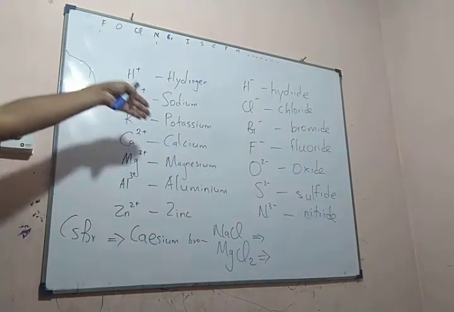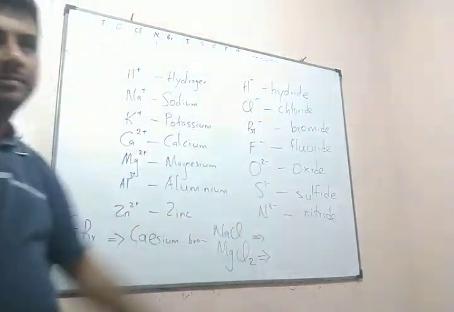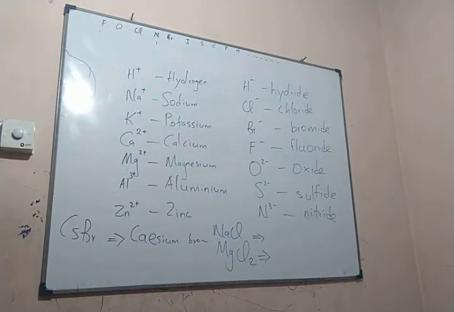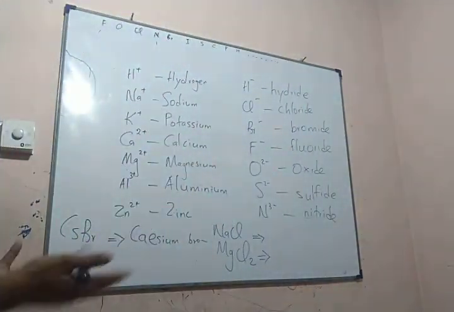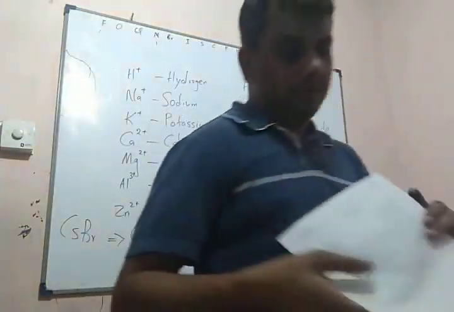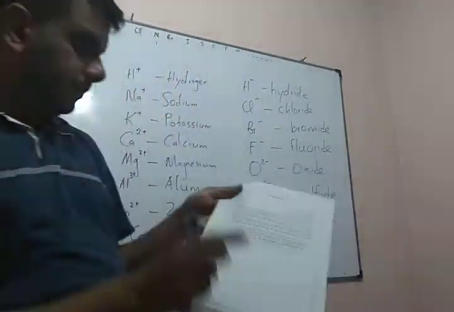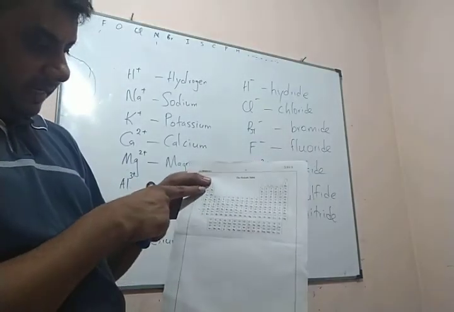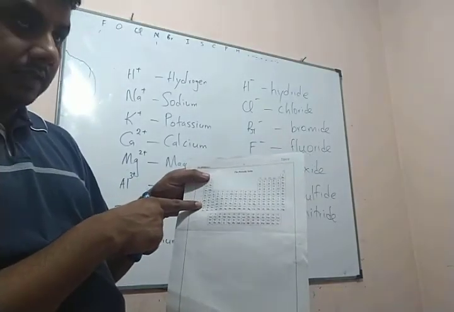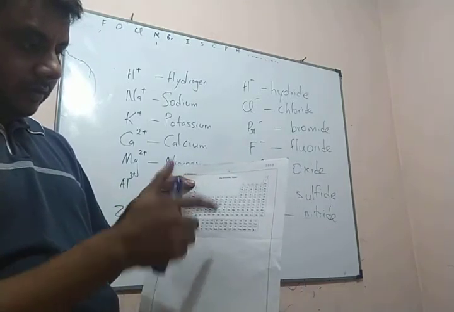I will write the names of all cations. Some of the cations and some of the anions have been written by me. You should write them yourself, not here, as rough work, because you can refer to that. Here there's a periodic table. By looking at this periodic table, in the first group, what cations are possible? Lithium plus, Na plus, K plus, Rb plus, cesium plus. Second group: beryllium 2 plus, magnesium 2 plus, calcium 2 plus.